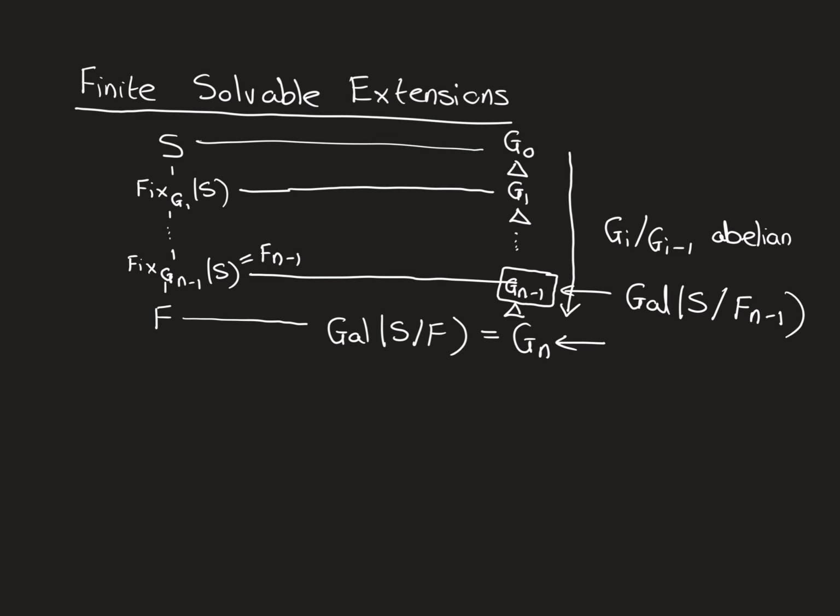I'm assuming you have a good understanding of Galois correspondence and you are aware of this fact that the fixed subfield of S by this subgroup is also equal to the Galois group of S over Fn minus 1. This is the fundamental theorem of Galois theory. This is Galois correspondence. So what does it mean that this is normal inside the whole thing? Well, it means that this is going to be a normal extension. It means that this is a normal extension of F.